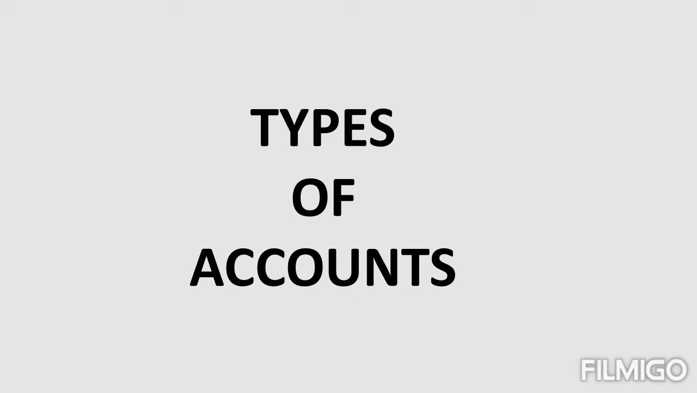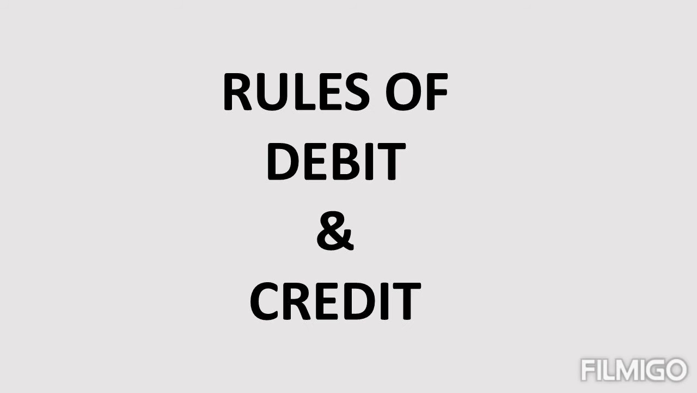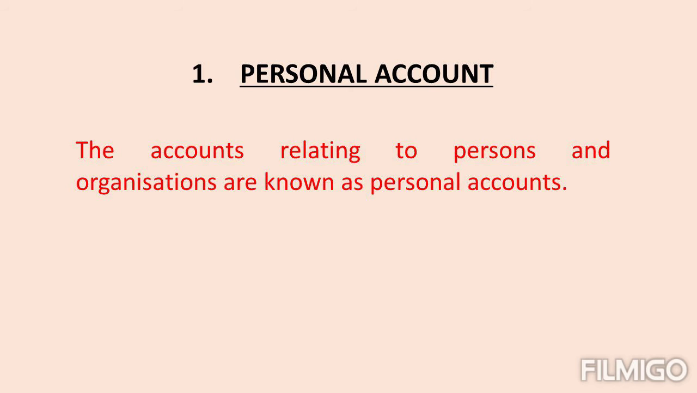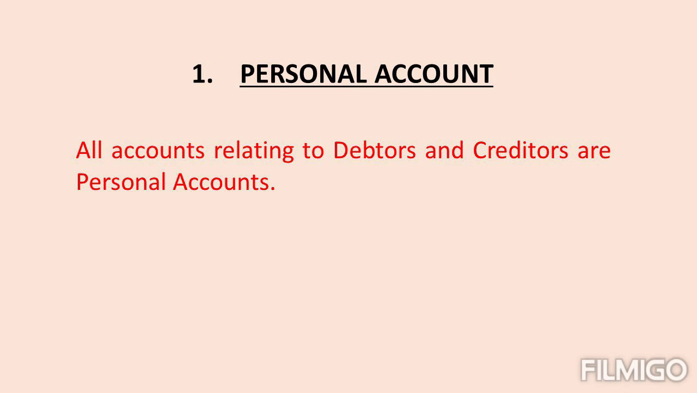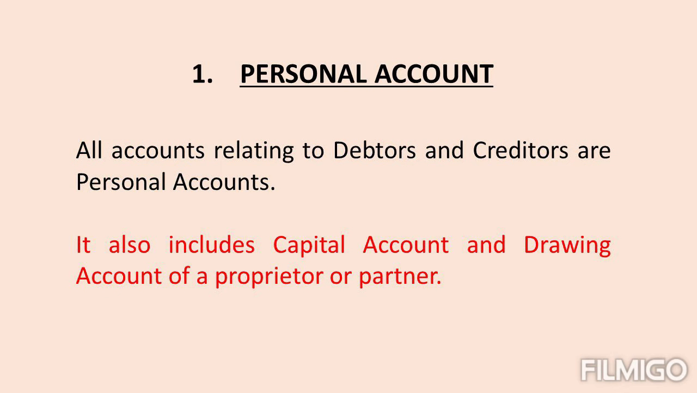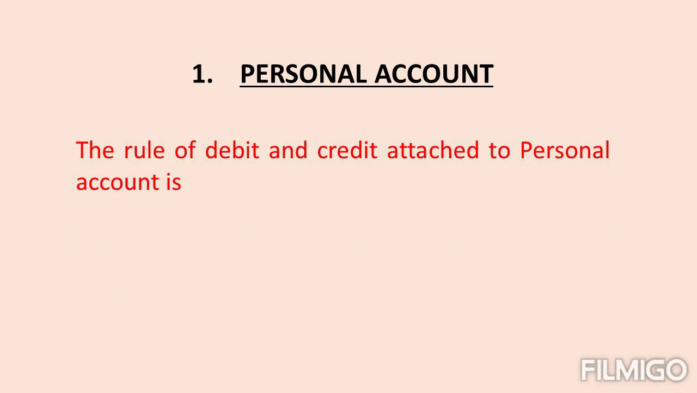What we discuss here are the three types of accounts and the rules of debit and credit. The first one is personal accounts. The accounts relating to persons and organizations are known as personal accounts. For example, Ram's account or Mohan's account. All accounts relating to debtors and creditors are personal accounts. It also includes the capital account and drawing account of a proprietor or partner.